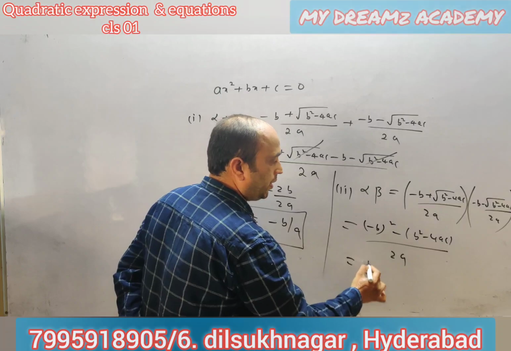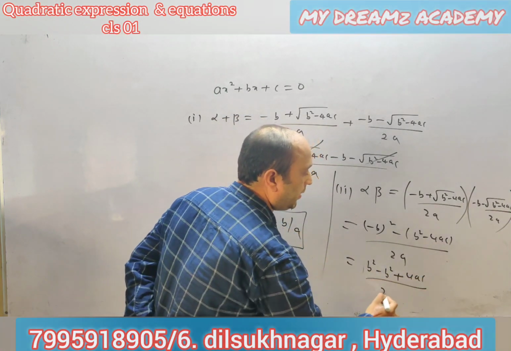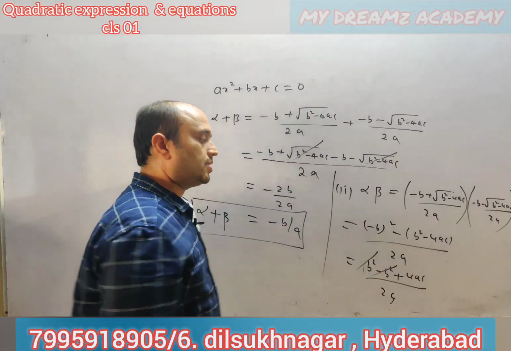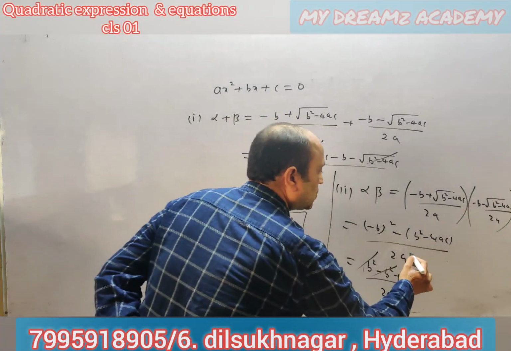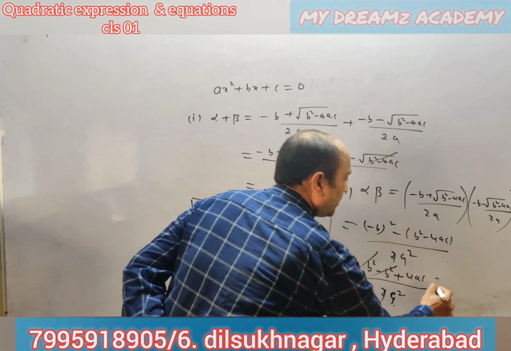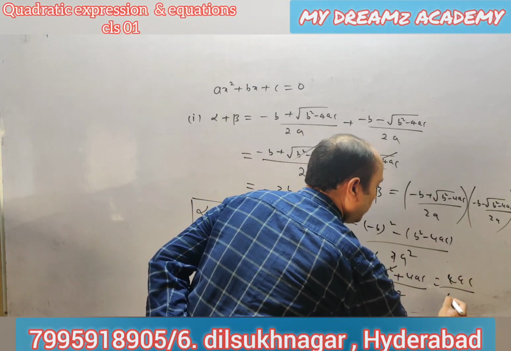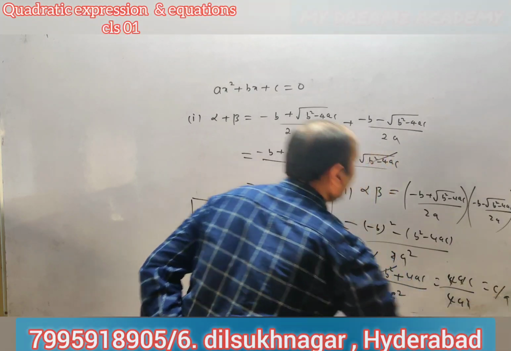When multiplied, b square minus b square plus 4ac by 2a, these two terms get cancelled. So here we have 4ac by 4a square, since 2 twos are 4a square. The 4 gets cancelled, that is equal to c by a.